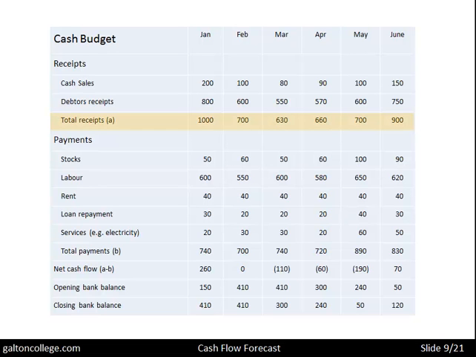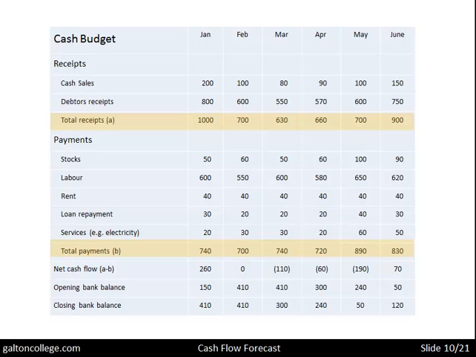So we'd start with the total receipts. The total receipts here for January is 1,000. That's made up from the cash sales of 200 and the debtor sales of 800. 200 and 800, the total receipts is 1,000. And for February, it's 700: 100 plus 600, just above it. So February, 700. January, 1,000.